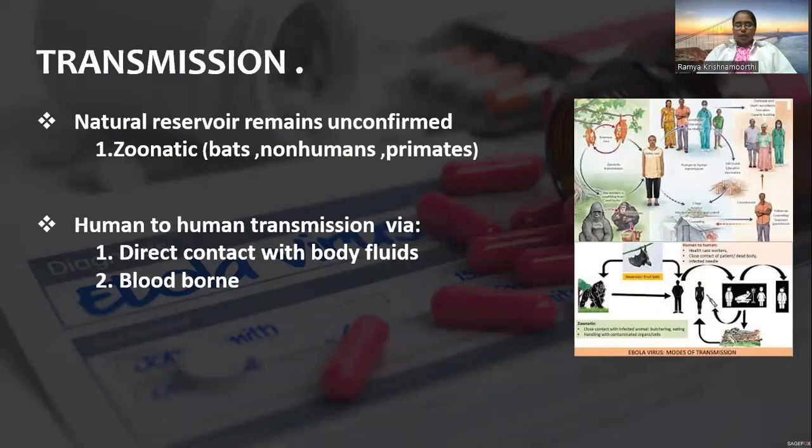Regarding transmission of Ebola virus, the natural environmental reservoir for the virus has been unconfirmed. Though scientists do believe that Ebola virus is a zoonotic agent and is maintained in an animal host, most likely fruit bats. The means by which Ebola virus is transmitted from animal host to humans, however, remains unclear. Human-to-human transmission occurs by 2 primary routes, either direct or close contact with body fluids from an infected animal or through blood-borne means. For example, direct inoculation with a contaminated needle.